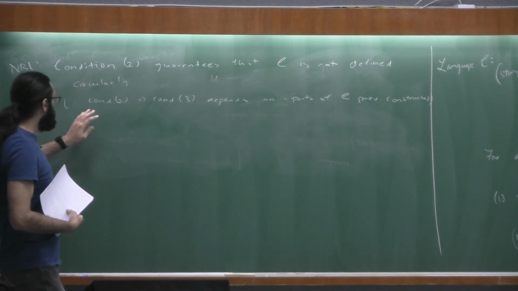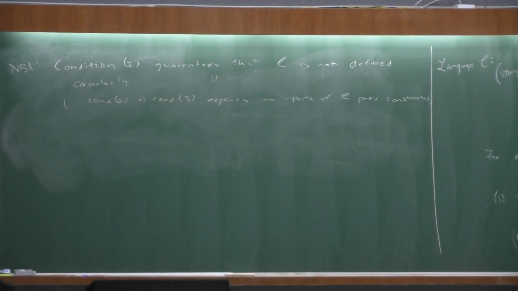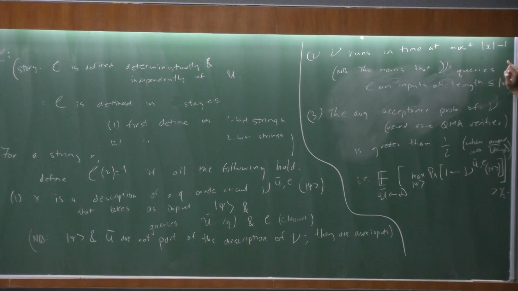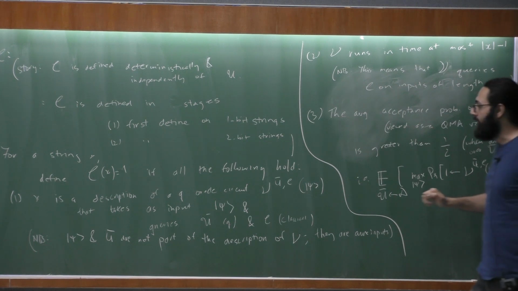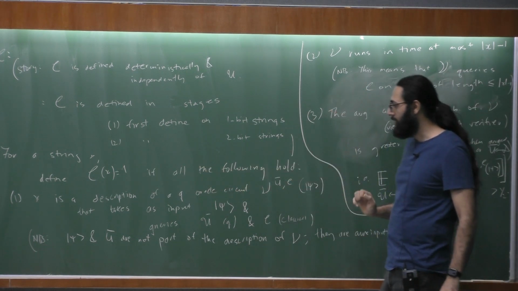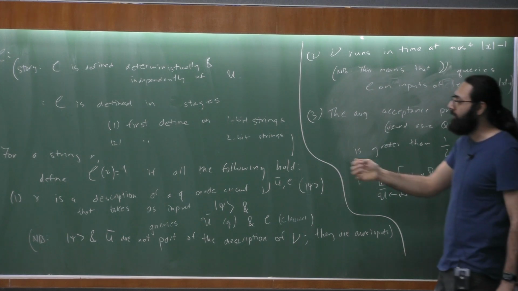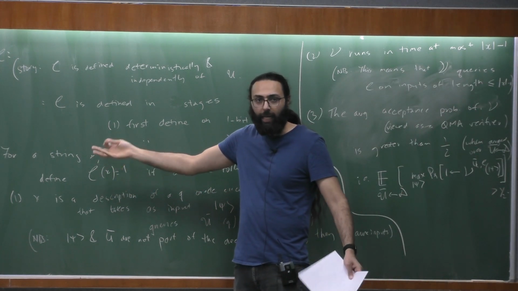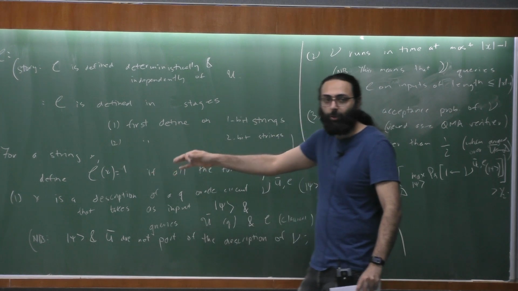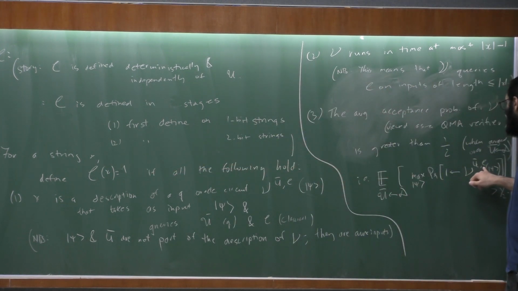Right? So condition 2 is saying what? Condition 2 is saying that you cannot access C beyond x minus 1, right? And then condition 3 is using C. So if it were the case that this V was also accessing C at length x, then what you're trying to define would become circular, because you're trying to define whether x of length n, say for example, belongs in the language, and to answer that you're already using the specification of C at length n. So that's not good.